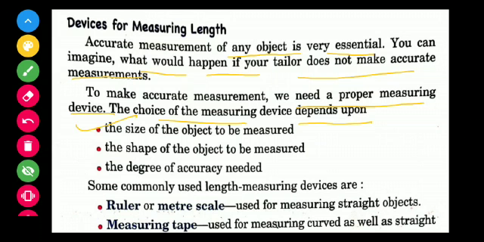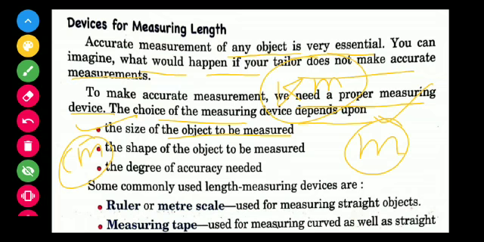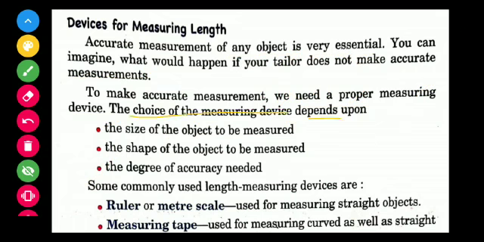If you want to measure the height of a building, then you normally use the meter scale. And if you want to measure the length of a pencil, then you use the centimeter scale. The unit chosen depends upon the size of the object to be measured. If you want to measure the distance between two cities, then the unit should be kilometer. The choice of measuring device depends, number one, on the size of the object to be measured. Second, the shape of the object to be measured.